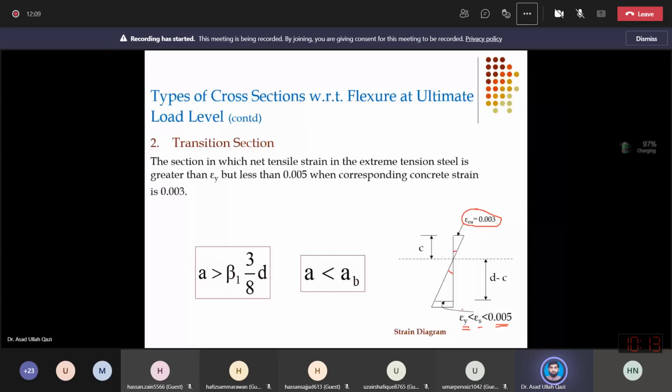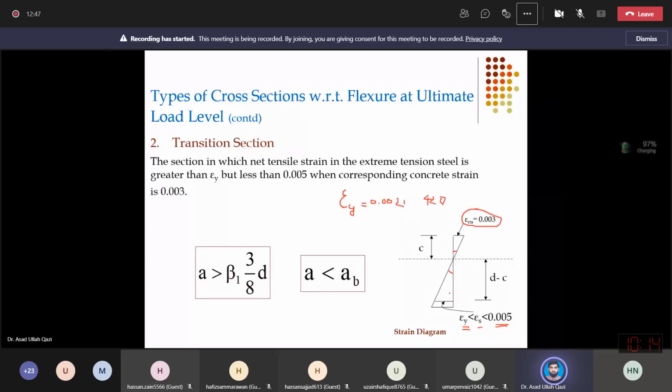So corresponding to this, when I will put some strain value over here, for example, if the cross section is reinforced with grade 420 steel, then the yield strain of grade 420 steel is 420 over modulus of elasticity. So it will be 0.0021 for grade 420 steel.